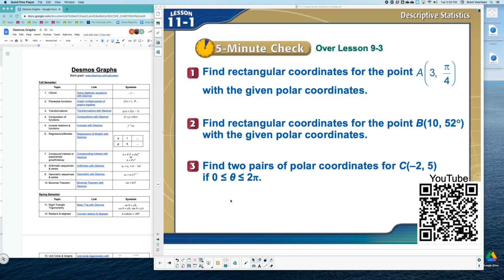11.1. We're starting the chapter over statistics, descriptive statistics, so you can see what we're focusing on in this particular lesson. Chapter 11 deals with all types of inferential statistics. So let's get going first with our bell ringer here.